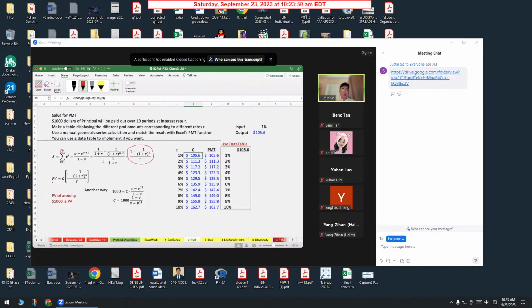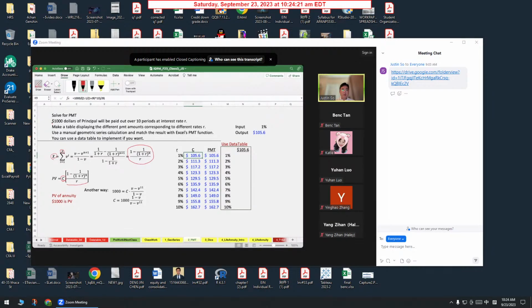So present value of the fixed amount of cash flow, right? The C is the PMT. It's just multiplied by this factor, the entire factor, right? That's the geometric series, that's X, the entire X. So this whole thing, calculating the C is just PV divided by the factor, right?